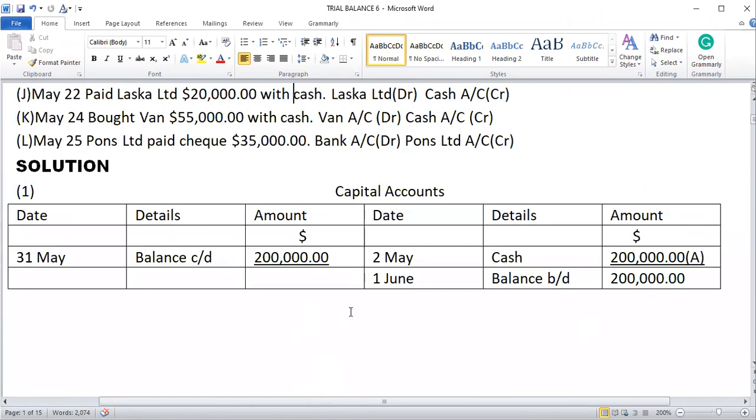Now we see that the capital account has been carried down. It has been debited, carried down 31st May to the next one, which is credited, 1st June, balance brought down $200,000. It means that it is what? A credit balance, because it shows that the subsequent or the next month, it has been credited. So you say that the capital account is what? A credit balance.